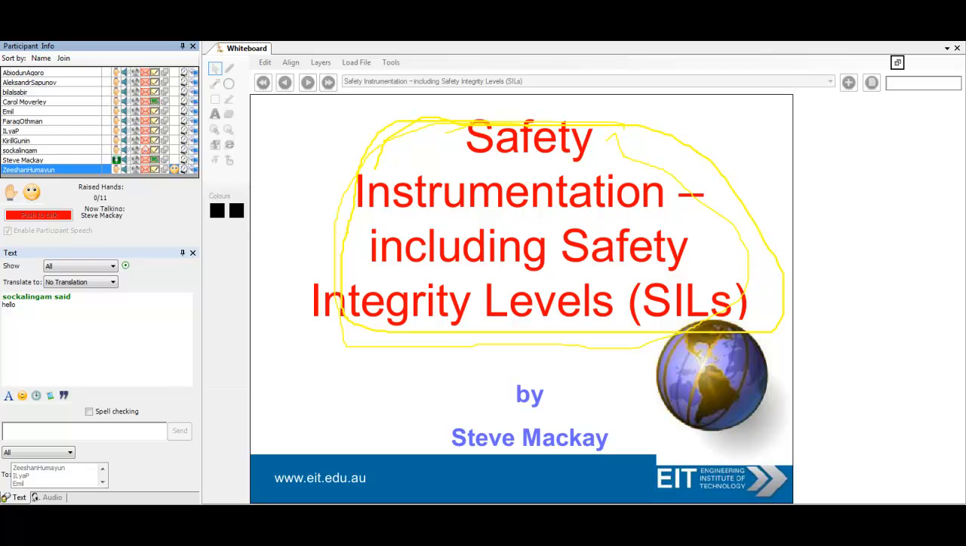Away we go. So we're going to talk about safety instrumentation, a very important topic. It's become quite mature now. And we've got a large collection of people here. And also, we've got about 200 that want the recording, so it's a good turnout.